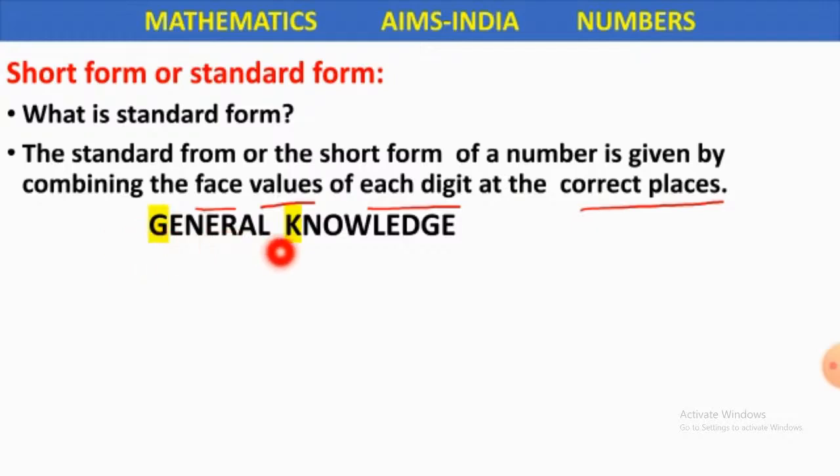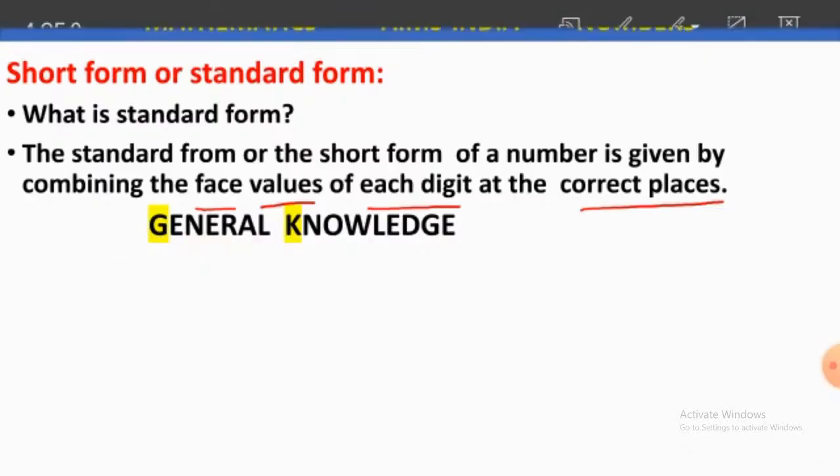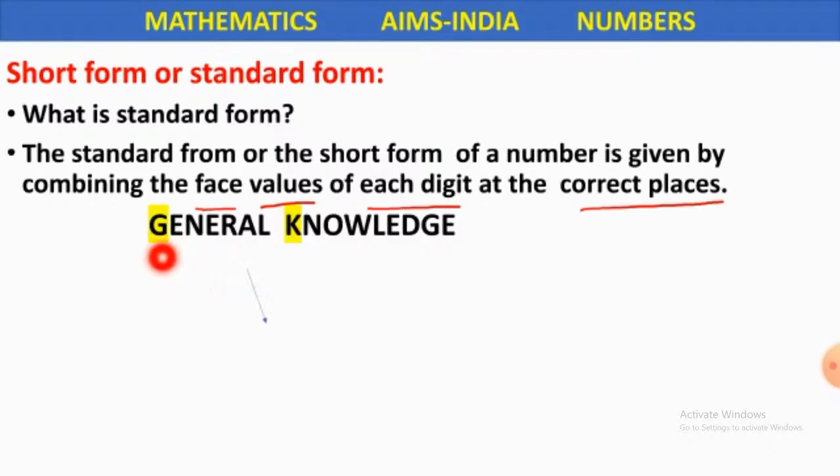Now again this can be understood with the help of an example. You all might be having this subject called general knowledge. Yes or no? General knowledge is such a big word to pronounce. So what do we do? From the first word general, we take the letter G and from the second word knowledge we take the letter K. We take only the first letters and call it as GK.